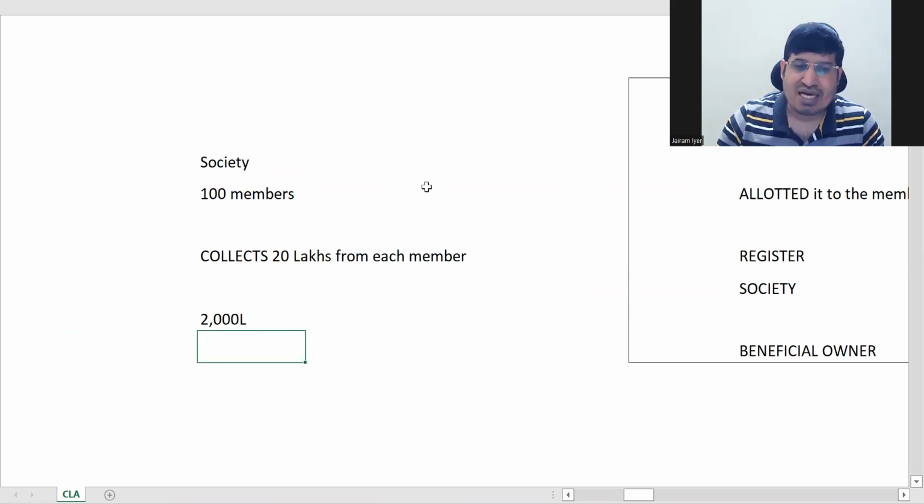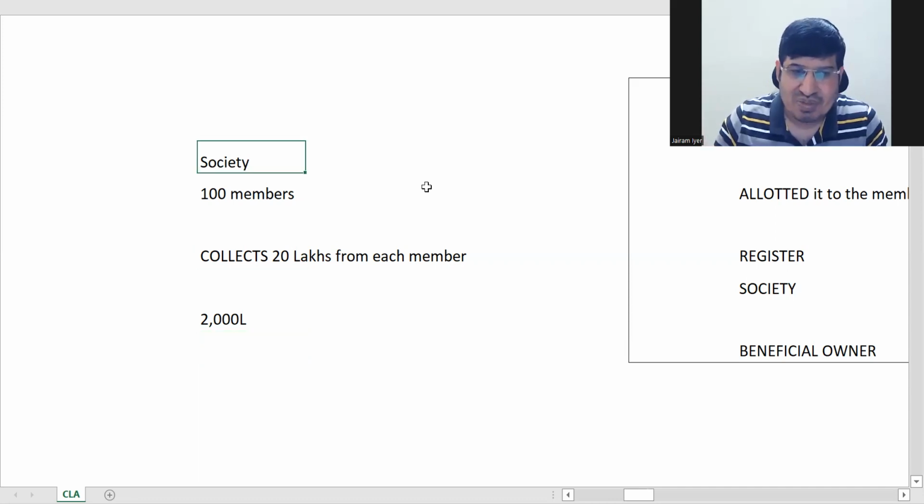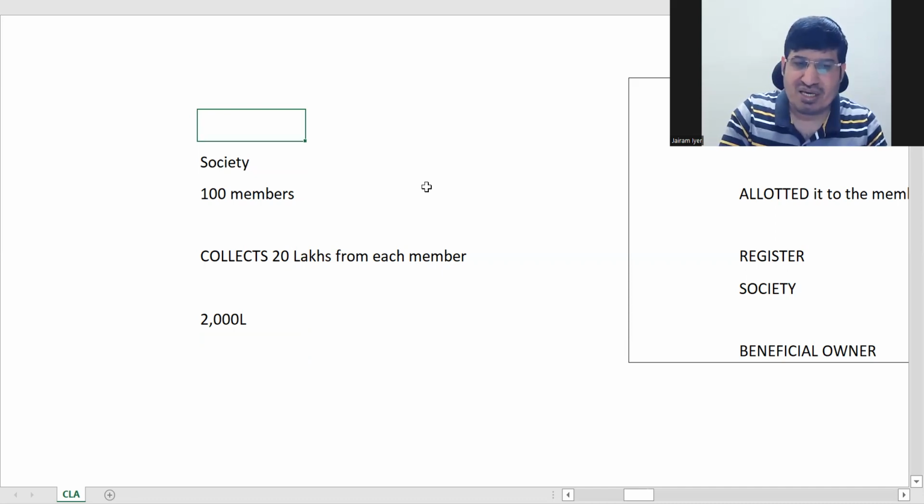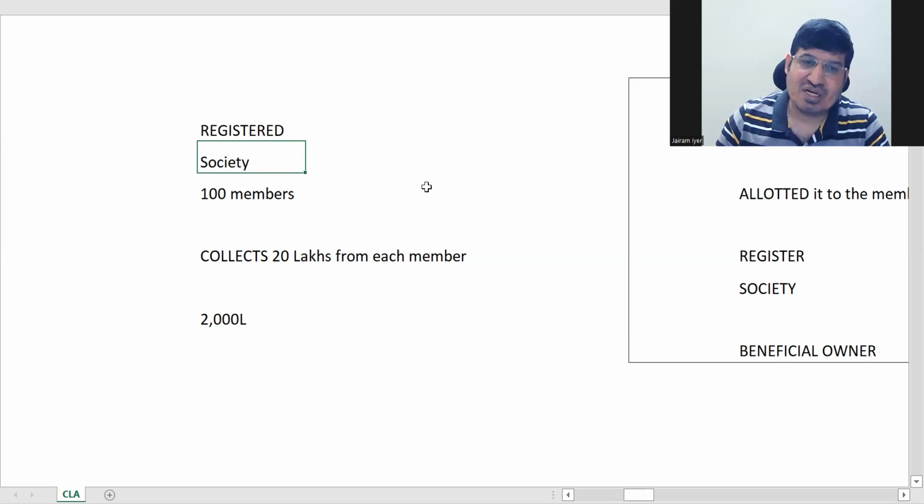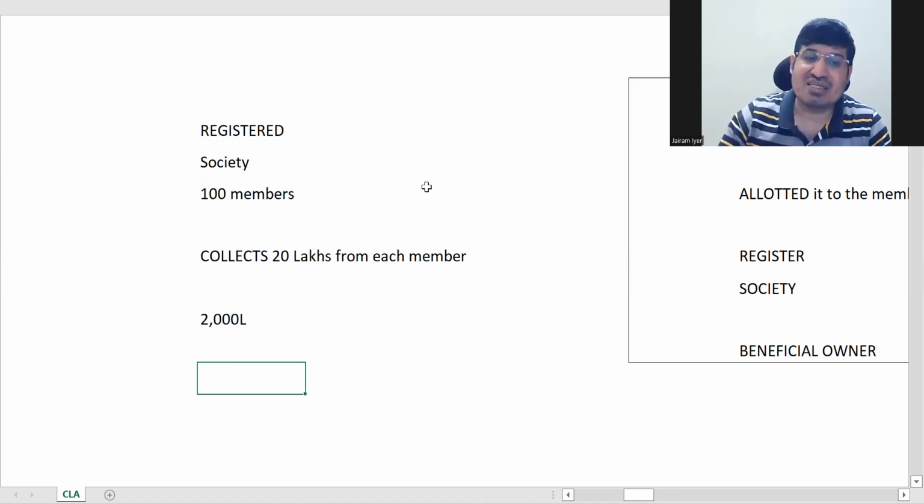Then say they will buy a plot and build houses for all their members, and then they'll allot them to the members. In this case, the ownership of the property is registered in the name of the society. But although it is registered in the name of the society, each of these members will be owner of one house there. Each of the 100 members will get one house, but the whole scheme is registered in the name of the society.